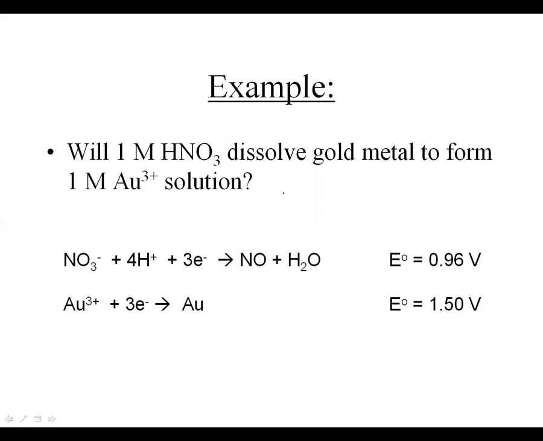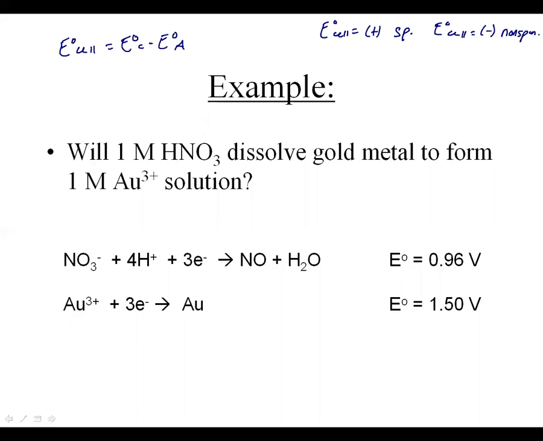Okay, so in this particular case, we want to know will this occur? There are a couple of ways you could figure it out. Probably the easiest way would be just to calculate E of the cell, which is our cathode minus our anode. If we end up with an E of the cell that's positive, we know it's going to be spontaneous and it will occur. If we end up with a negative, it's going to be non-spontaneous, and obviously it would not occur.